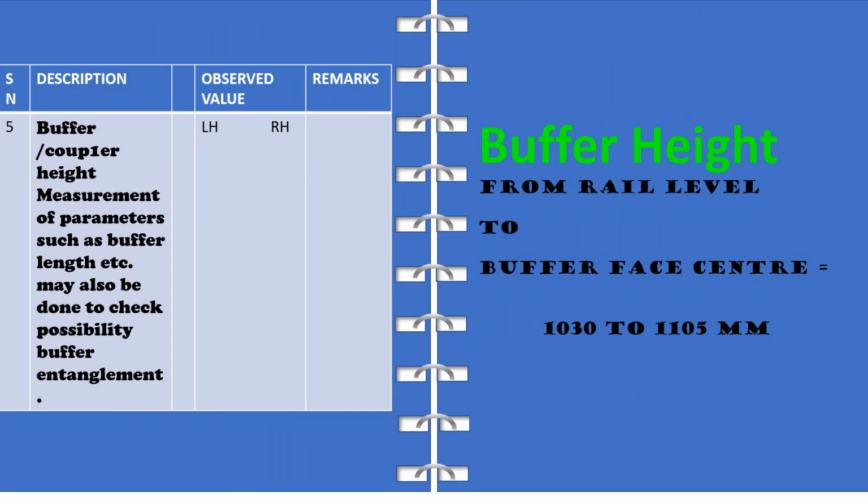Next item is buffer oblique CBC height. Measurement of parameters such as buffer length, etc. may also be done to check the possibility of buffer entanglement. The maximum buffer height from rail level should be within the limits of 1032, 1105, and anything below 1030 and more than 1105 falls under rejection limit.